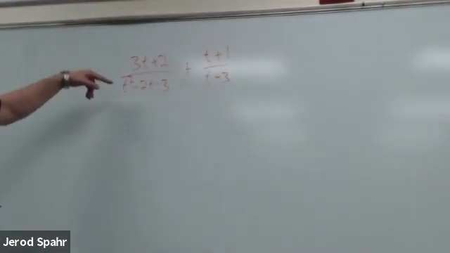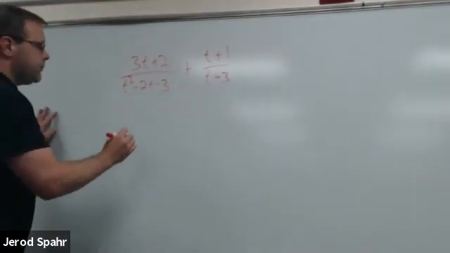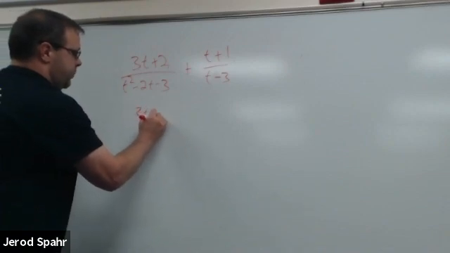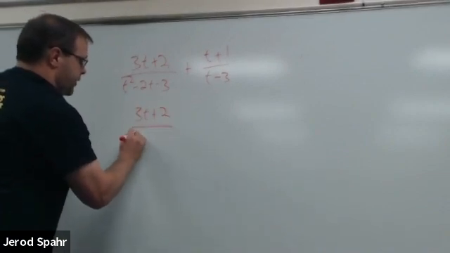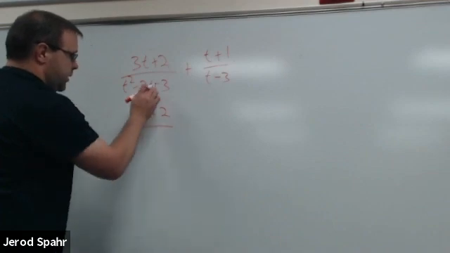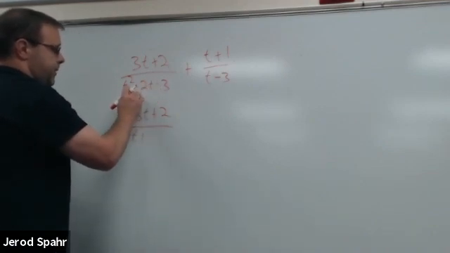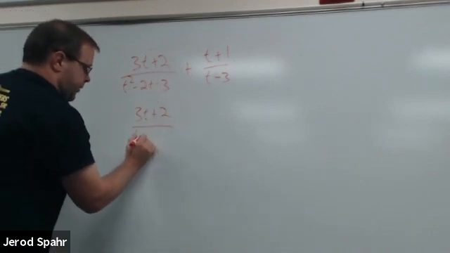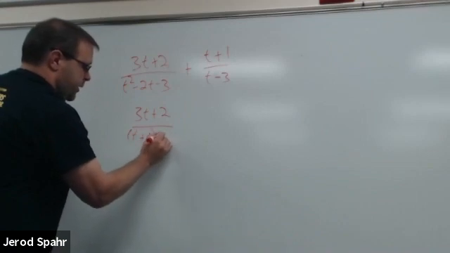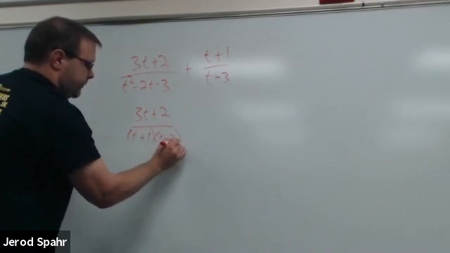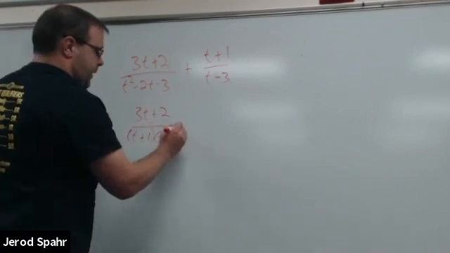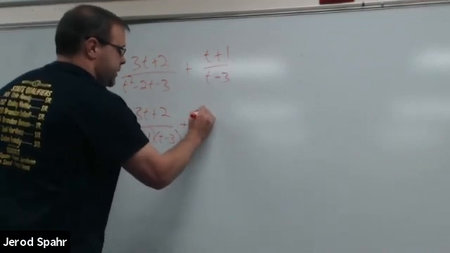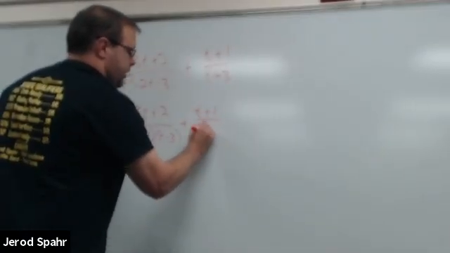So we have that. Ooh, we got to factor this. So we have 3t plus 2 over t. Tells me the signs are opposite. Tells me the bigger one's negative. And so t plus 1, t minus 3. Yep. Plus t plus 1 over t minus 3.